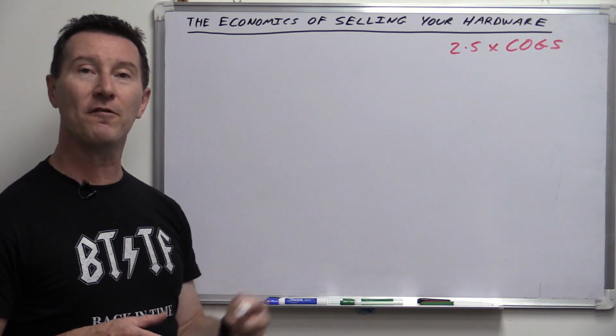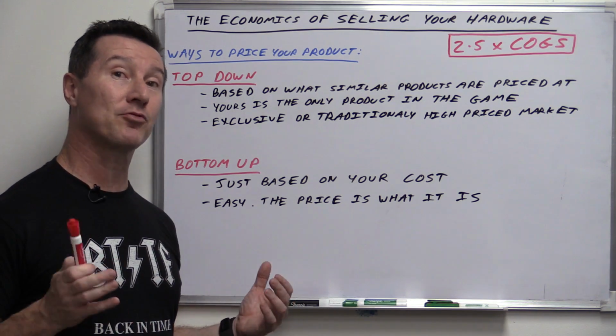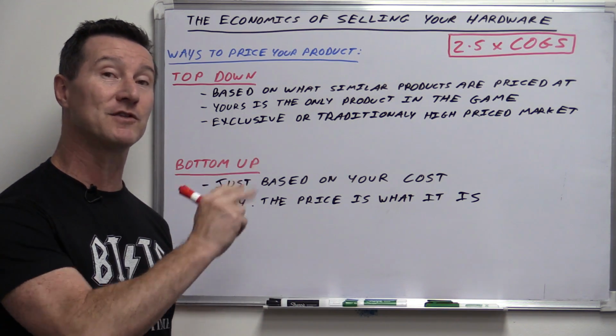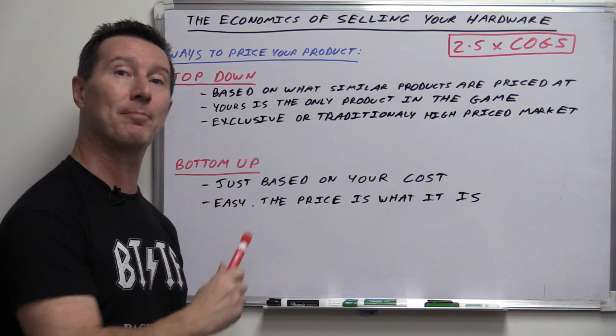Where does this 2.5 figure come from? Well, that's what we're going to take a look at. First, take a look at how you price your product. There are actually two different methods of pricing your product. One is called the top-down pricing method. The other is called the bottom-up pricing method.